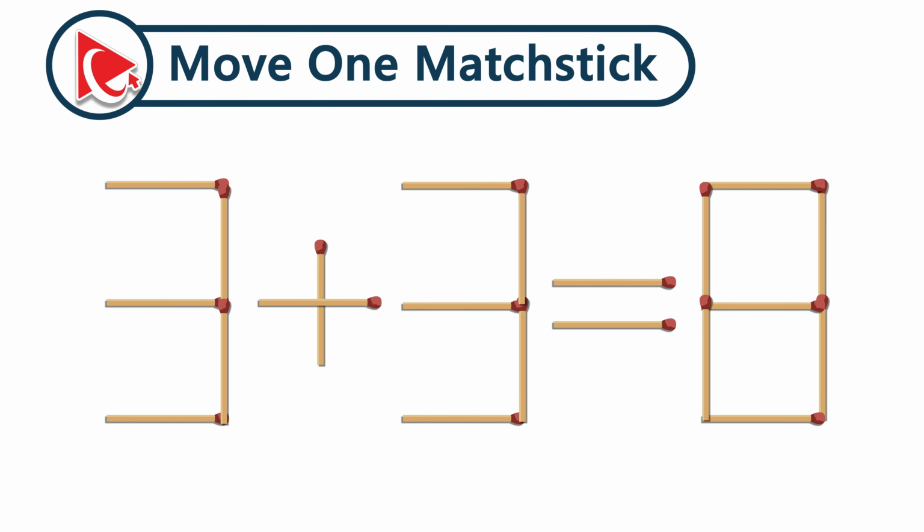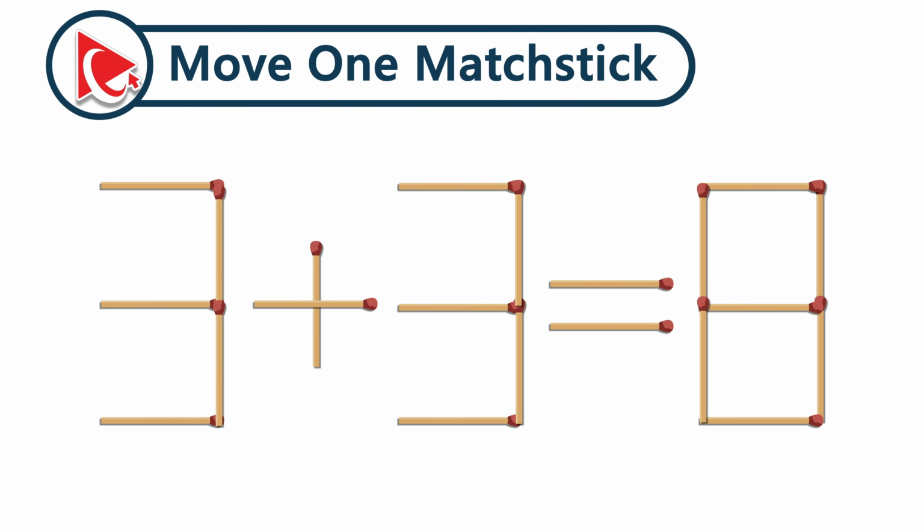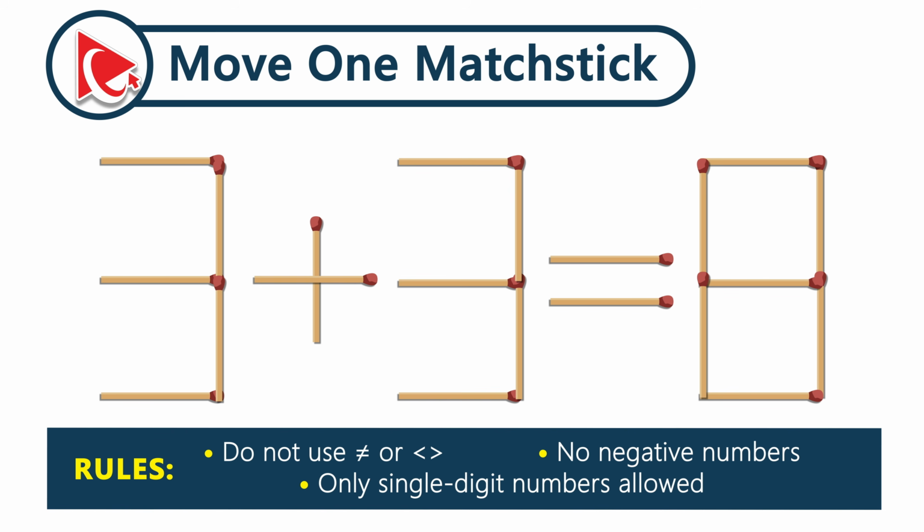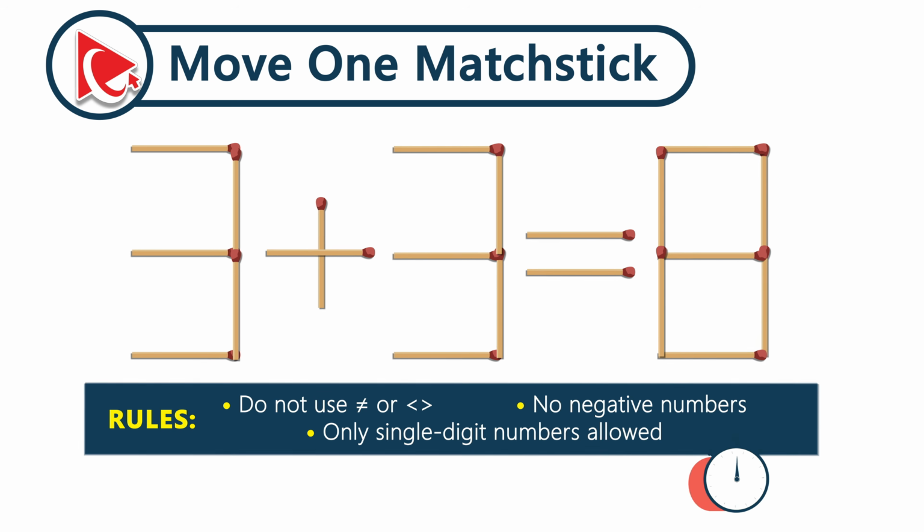You're presented with the expression, built with matchsticks. 3 plus 3 equals 8. The expression is mathematically not correct. And here's your objective. You need to move one matchstick to fix the expression. And here are the rules. You cannot use not equal signs, no negative numbers, and only single-digit numbers are allowed.